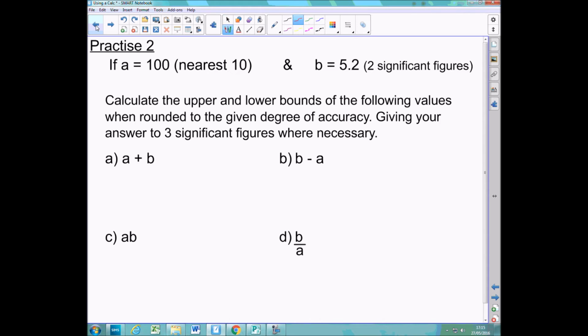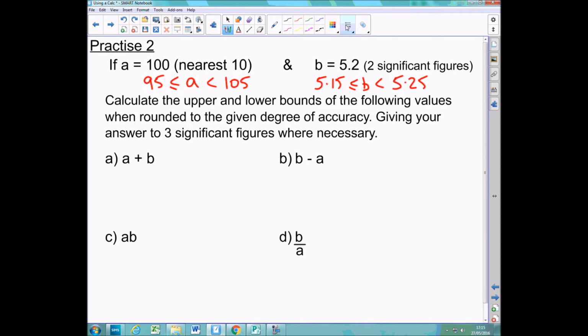Okay, so hopefully you've had a go at that. Again, let's start off by putting the bounds of A and B down. So 100 rounded to the nearest 10 is going to have a lower bound of 95 and an upper bound of 105. And for B, this time it's rounded to 2 significant figures. I'm going to have a lower bound of 5.15 and an upper bound of 5.25.